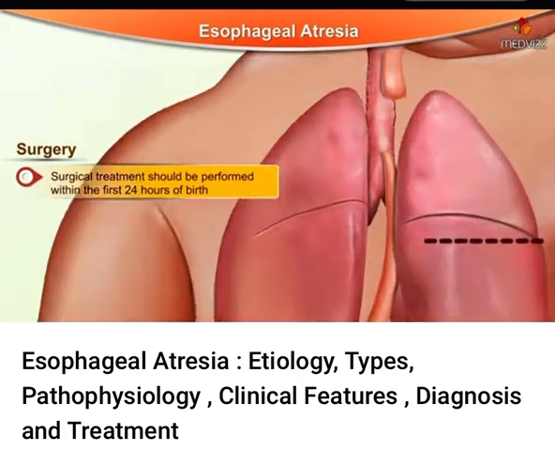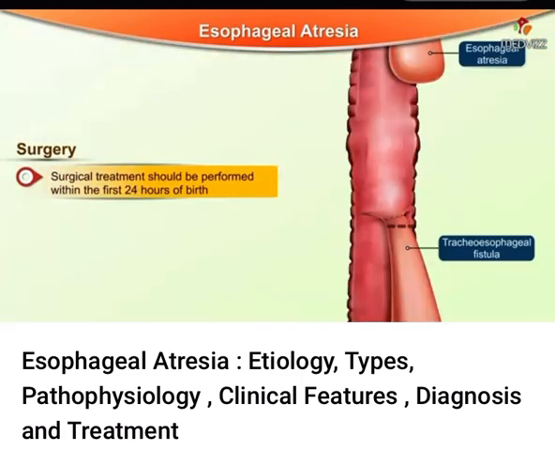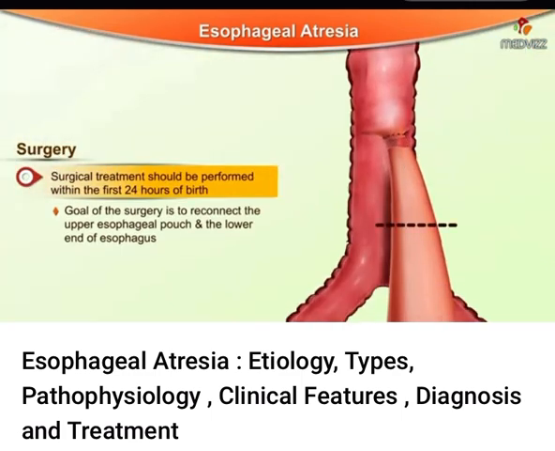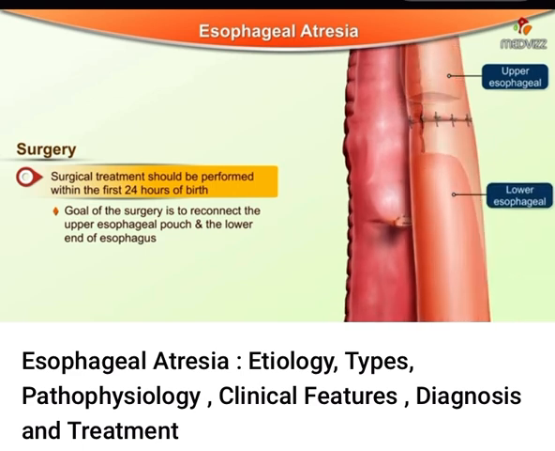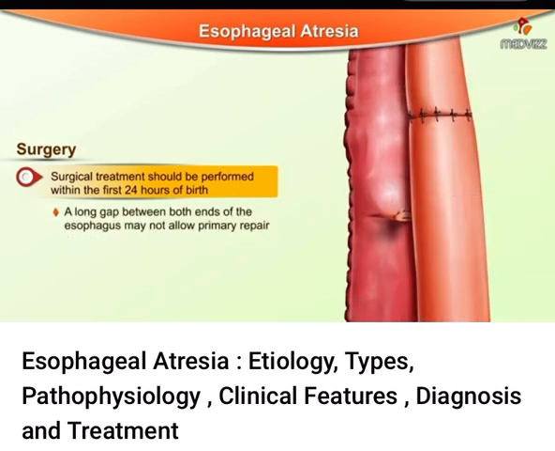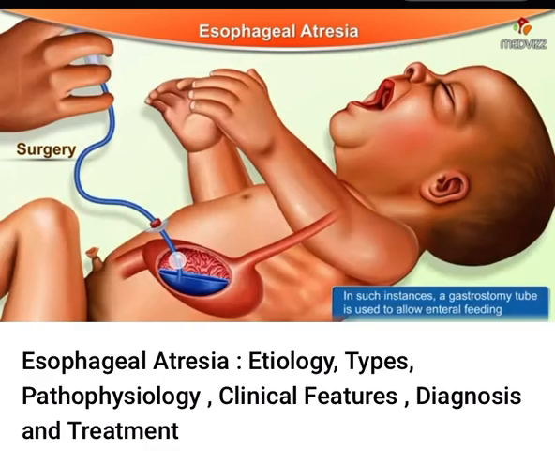Surgical treatment should be performed within the first 24 hours of birth, and the goal of the surgery is to reconnect the upper esophageal pouch and the lower end of the esophagus. A long gap between both the ends of the esophagus may not allow primary repair, and in such instances, a gastrostomy tube is used to allow enteral feeding.